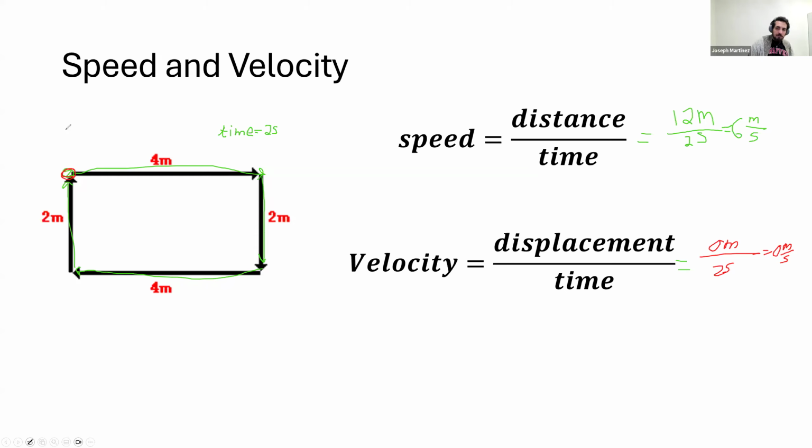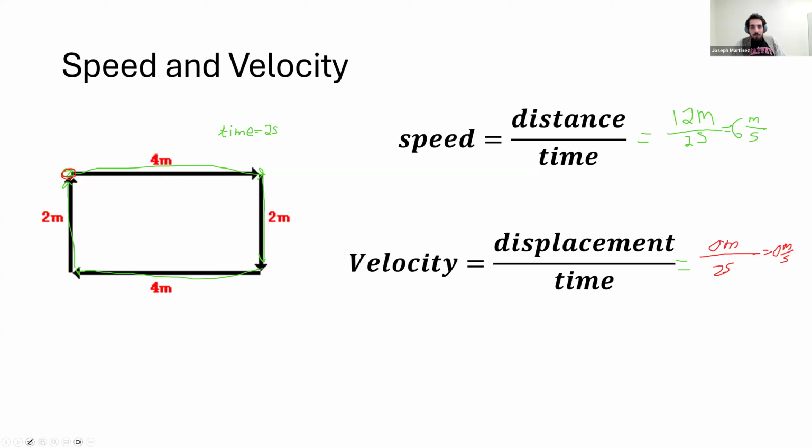But 6 meters per second for the speed. And this is something that might be a little bit confusing, but the reason why is because with velocity, direction matters. And I'll explain what I mean by that in a second. But to say direction matters is an important quality of this velocity.